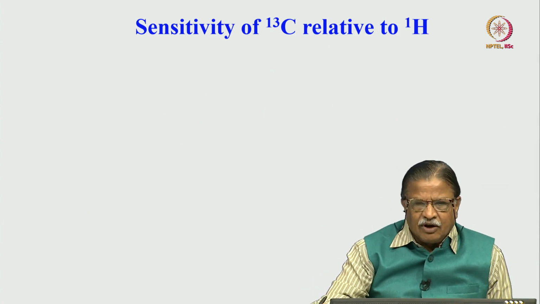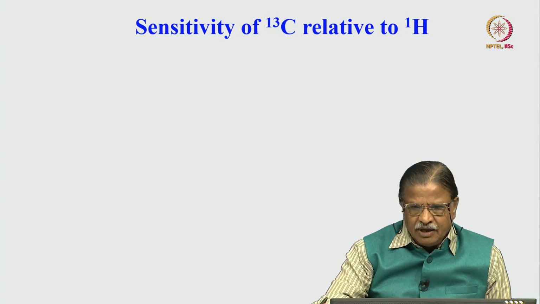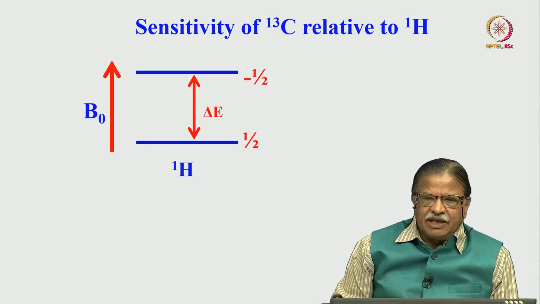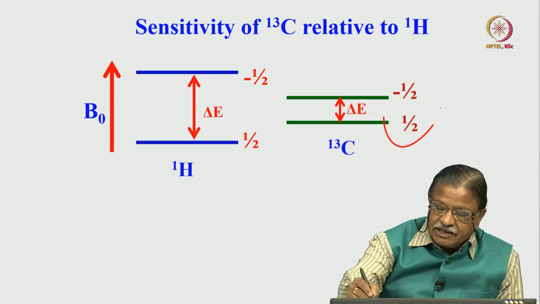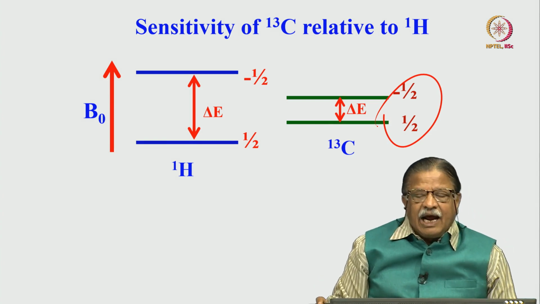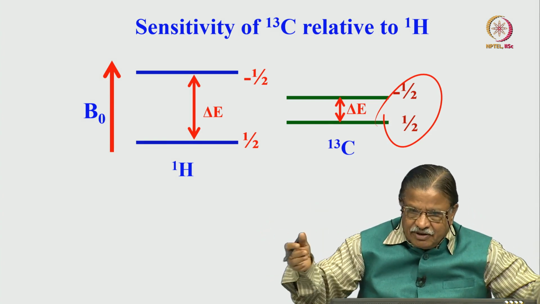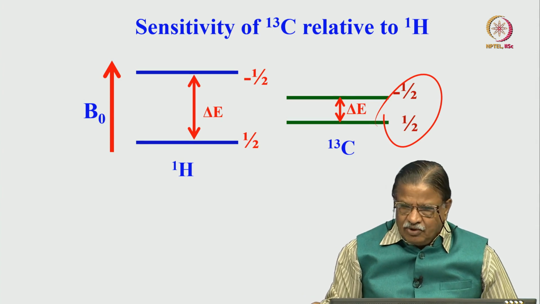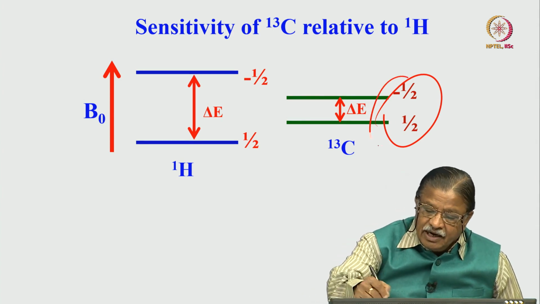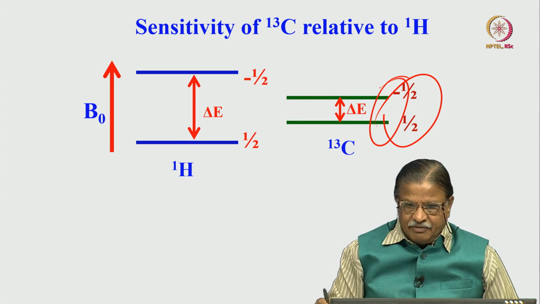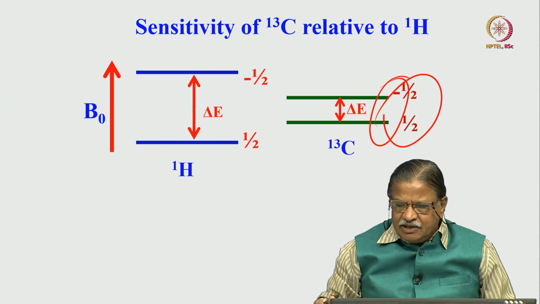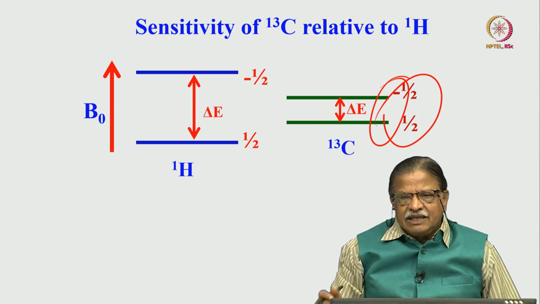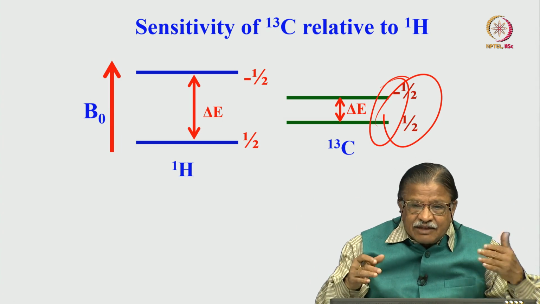With this, let us now talk about the sensitivity of carbon-13 relative to that of proton. We already discussed the sensitivity. I told you the gamma of carbon is 4 times smaller. As a consequence, the energy separation is 4 times smaller, and I correlated this energy separation with the population using the Boltzmann distribution. That means the population difference between the two energy states is much smaller here. As the energy separation becomes larger, the population difference becomes larger. That is what I said. So, as a consequence, its sensitivity is 4 times less.